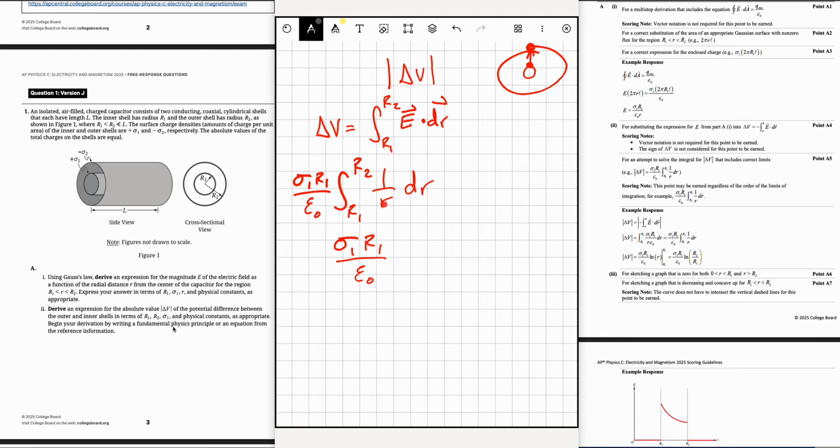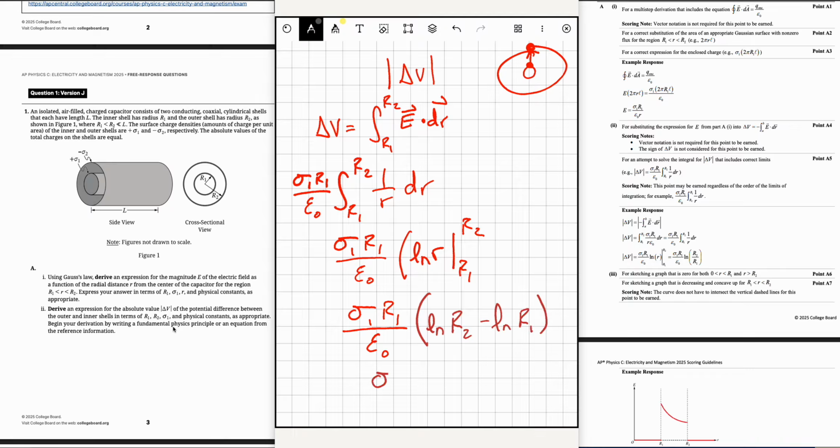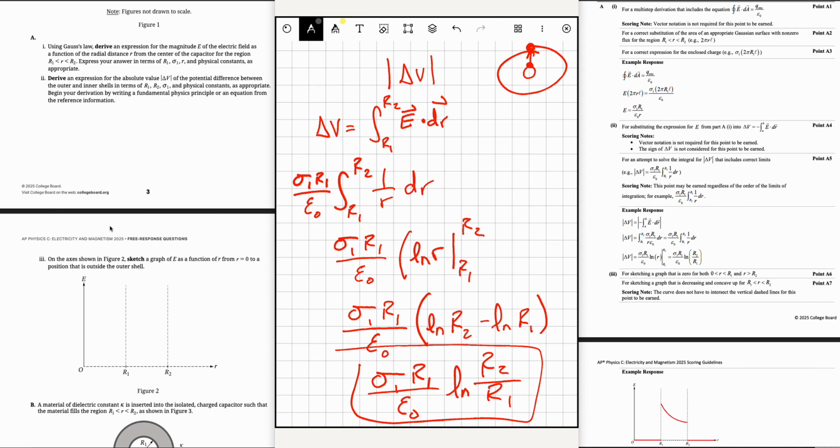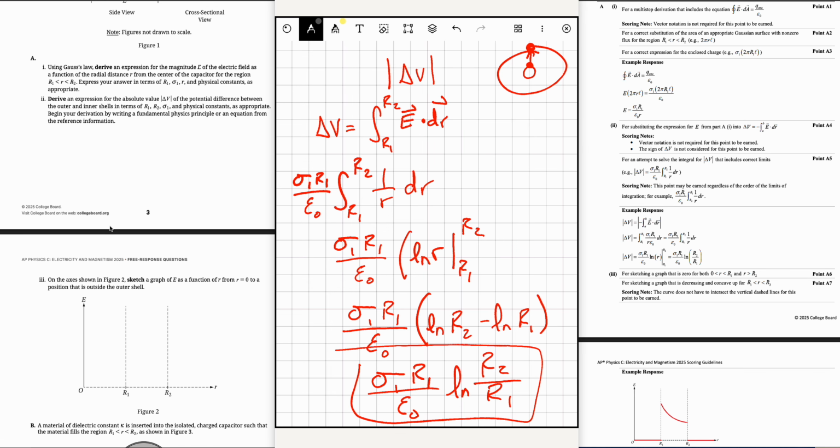What's the antiderivative of 1 over R? Can't use the power rule. It's a special occasion. We have ln of R, and we're going from R1 to R2. So we have the surface density times R1 over epsilon naught of ln of R2 minus ln of R1. And if we want to get a little bit fancy, when we're subtracting logs, that's the same thing as having one log and dividing. So there we can see our answer. And over here you can see the official walkthrough if you want to take a look for what you'd get points for.